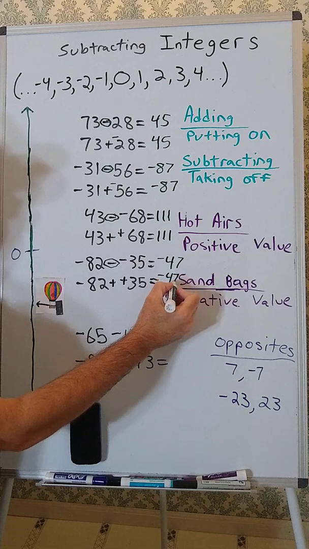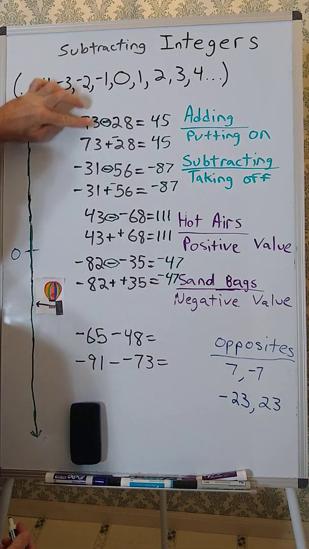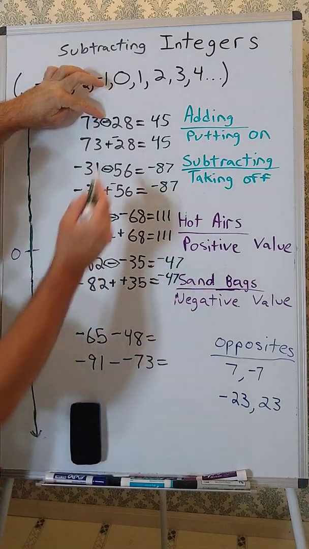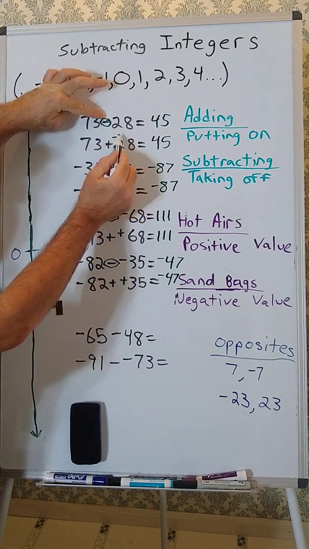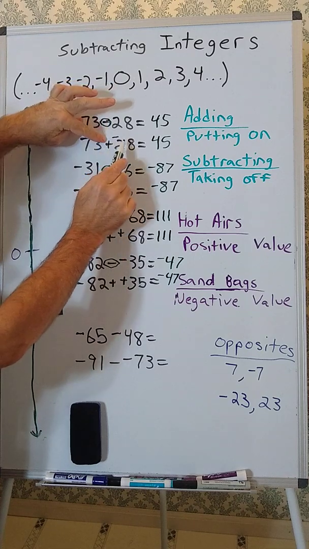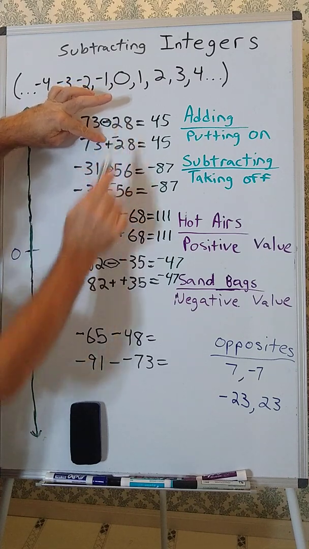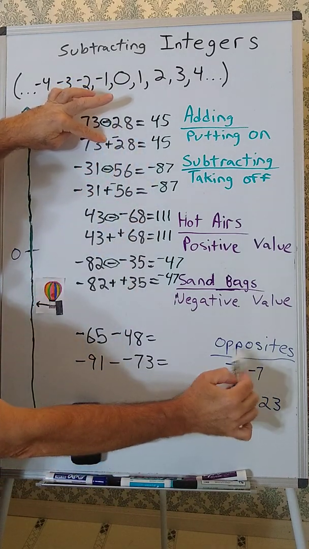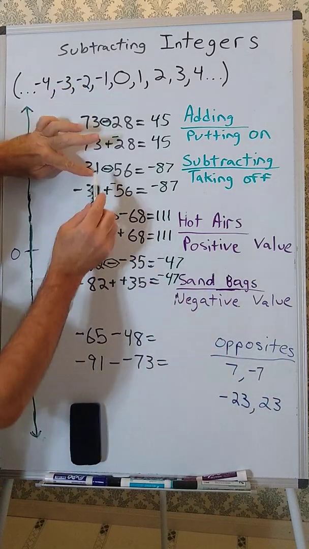So the idea is that subtracting is equivalent to adding the opposite. Notice here we're subtracting 28. Now we're adding negative 28, which is the opposite of 28. Okay, same distance from zero, but on opposite sides.